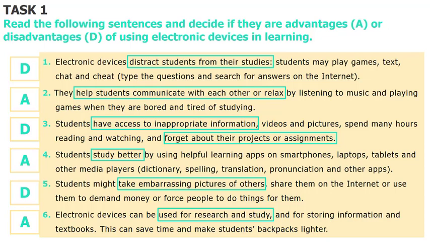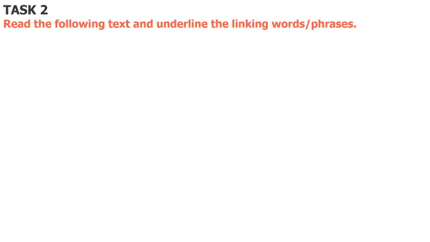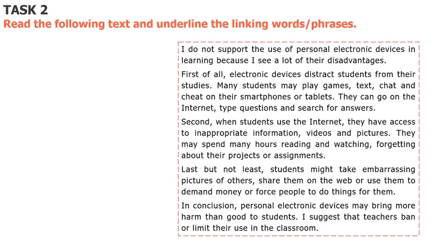Now, we move on to task 2. Read the following text about the disadvantages of using electronic devices in class. Then, underline the words or phrases the writer uses to link the ideas in task 1 together. 1 minute for you to do this task.